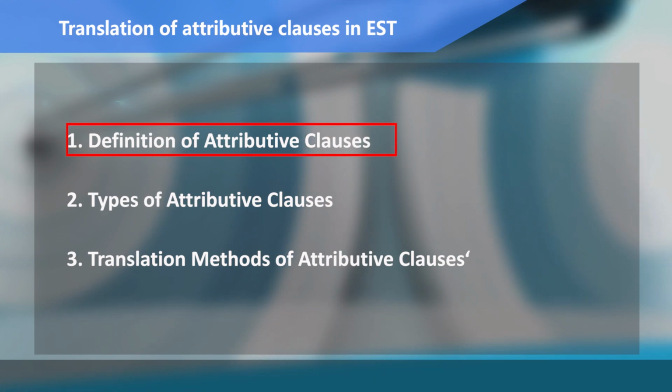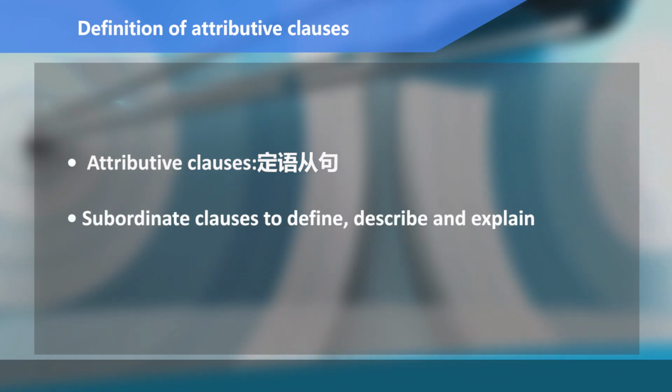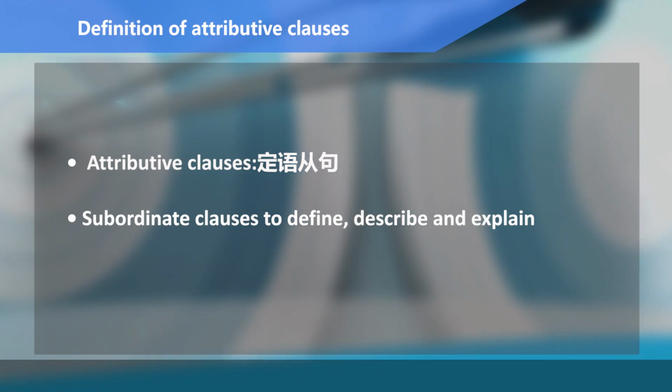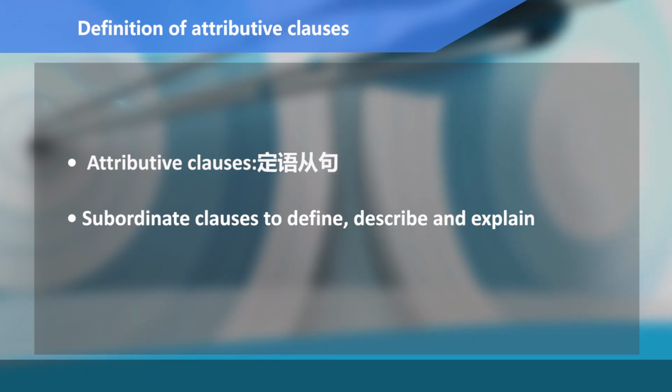Attributive clauses, also called relative clauses, are subordinate clauses which refer to defining, describing, and explaining a noun or a pronoun, usually called the antecedent, in the main clause to identify it or add extra information.